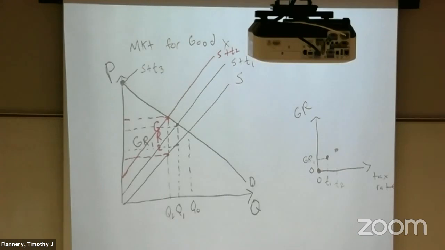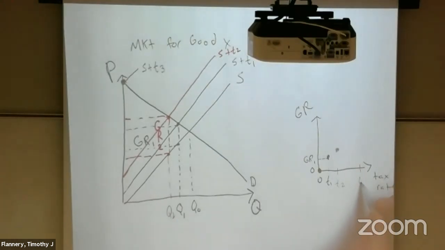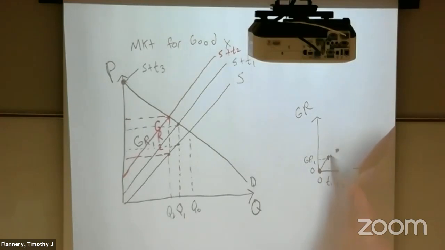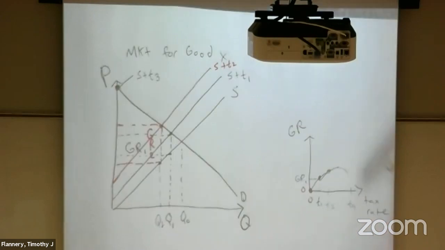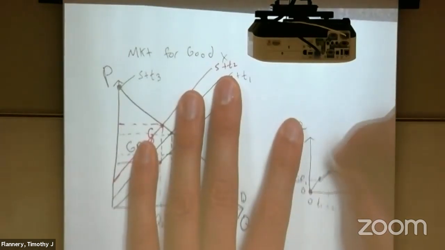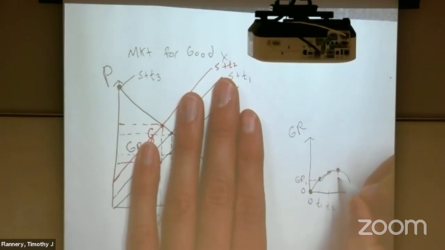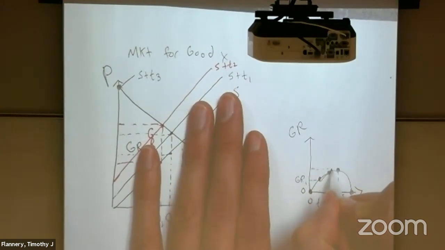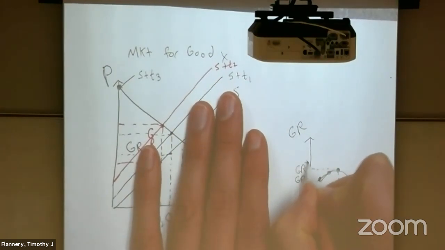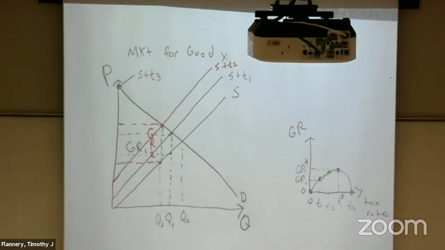All right. So T4 and anything beyond T4, the revenue to the government is going to be 0, something like that. I'm going to call this point T star. And I'm going to call this point GR star. So what do I call that point T star, and what do I call that point GR star?